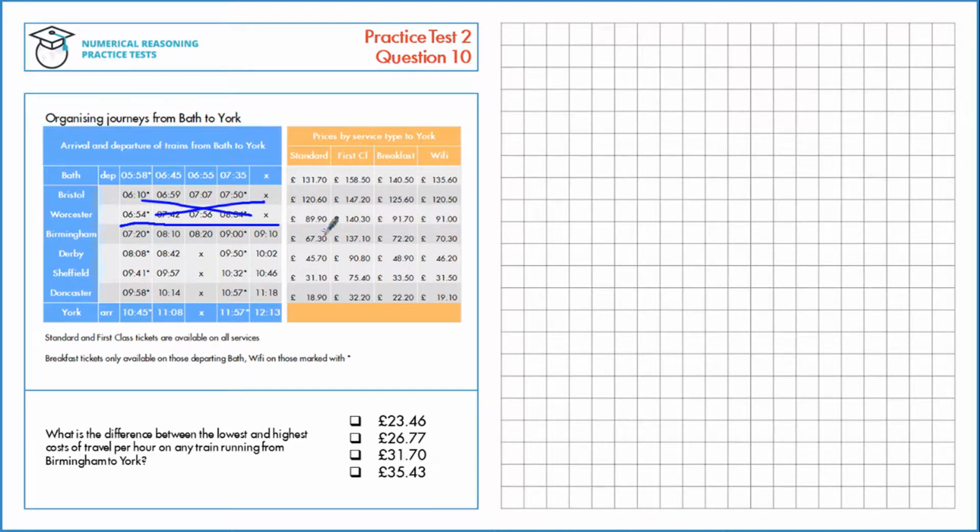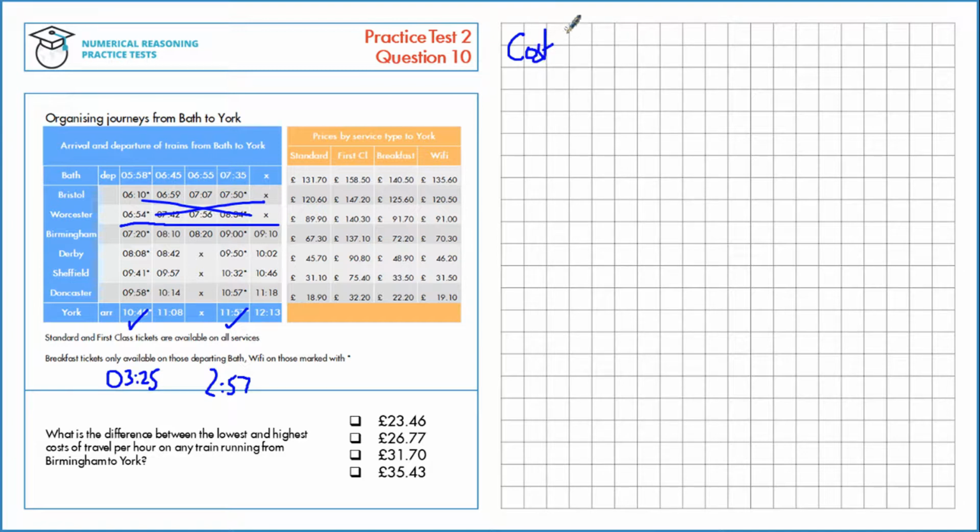We don't need any of these. And to do that, we're finding the difference between the arrival time and the departure time for each of these. If we do that, we find that the fastest train is this one here, the third one, at 2 hours 57 minutes. And the slowest train is this one at 3 hours 25 minutes. Now let's look at this part, the cost of travel per hour.